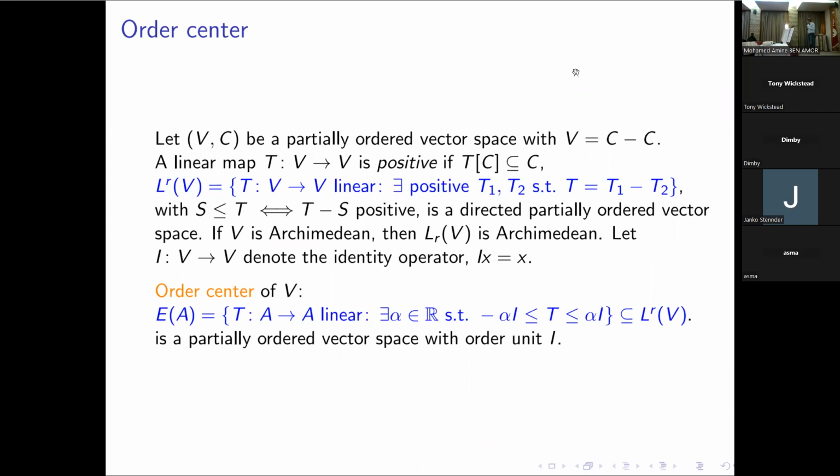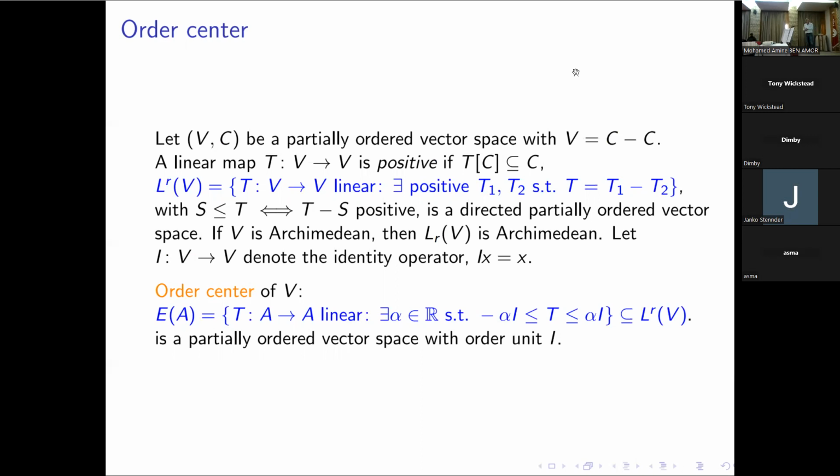Okay, let's first have a closer look at the order center, and then we will look at the algebraic center, and then we'll combine those two centers and understand how they are related. So let's look at the order center, and we can do that for a general order unit space. So let's start with a partially ordered vector space that is directed. The order center is in a space of operators. I'd like to have that as a partially ordered vector space of operators. So that's why I assume the space to be directed.